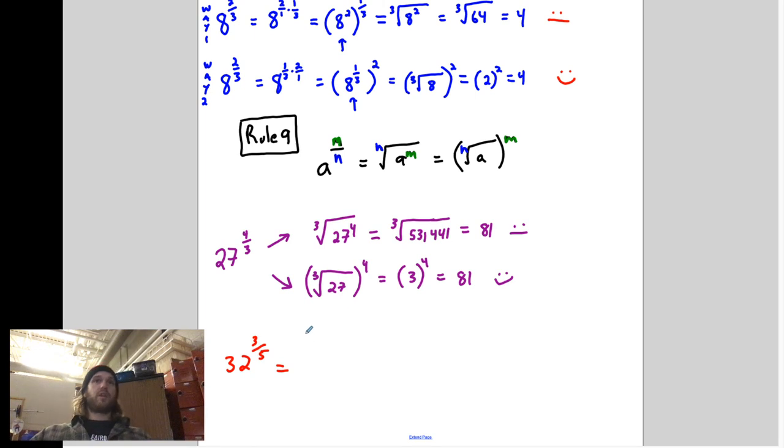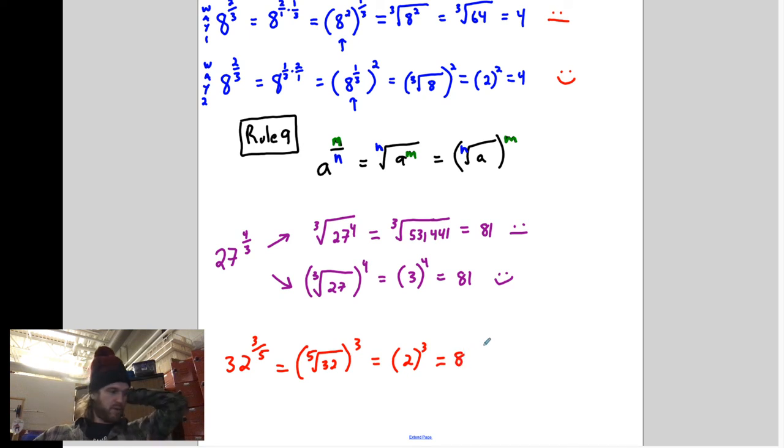Okay, I'm going to use the happy method here, which is the 5th root of 32 to the 3rd. What number multiplied 5 times is 32? Start on the inside of the parentheses, right? That's 2. 2 to the 3rd is 8. Done. Problem over. Okay, I'm feeling pretty good about this.